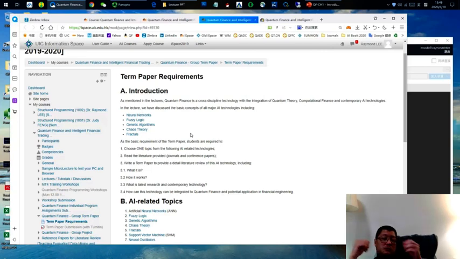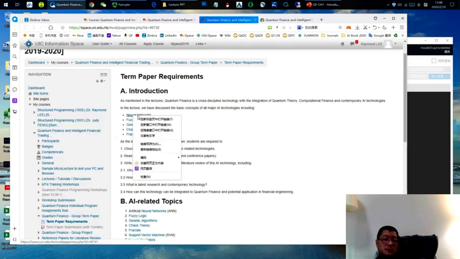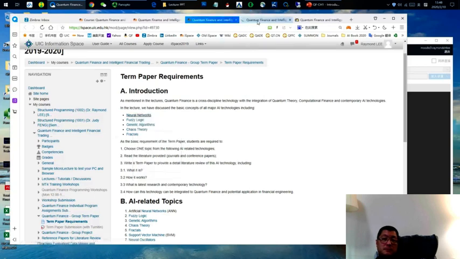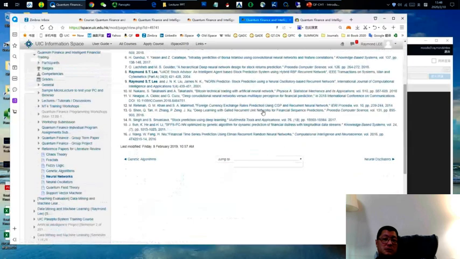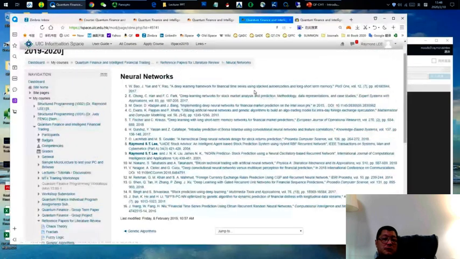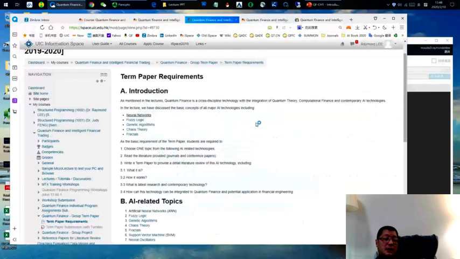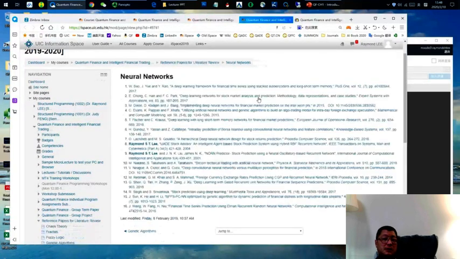So what I'm talking about is two things. First, you choose the topics. For example, neural network. So you can see, I have already downloaded the papers for you. You only need to click and download, okay? Of course, you can find other papers, but please spend time on these papers first, okay?